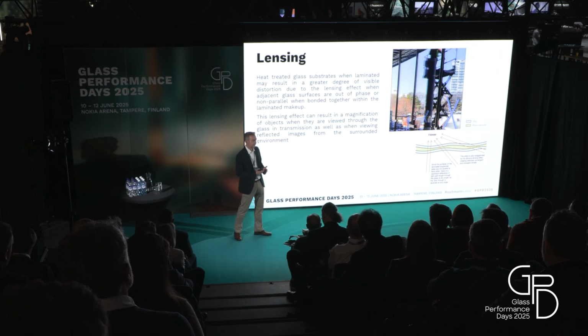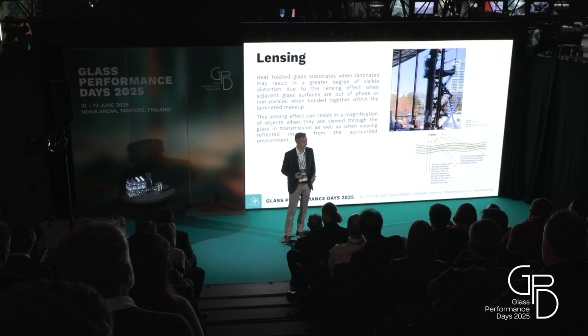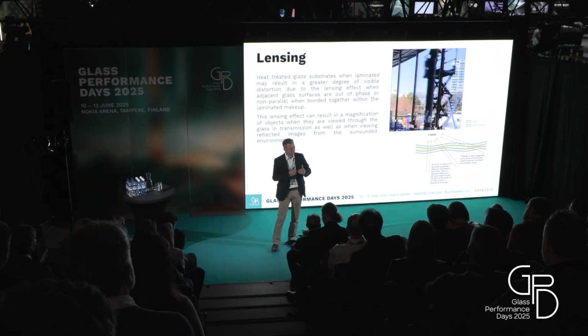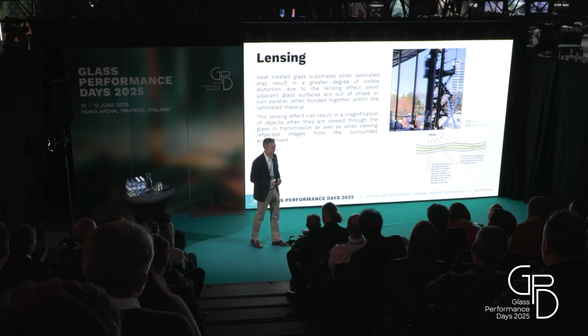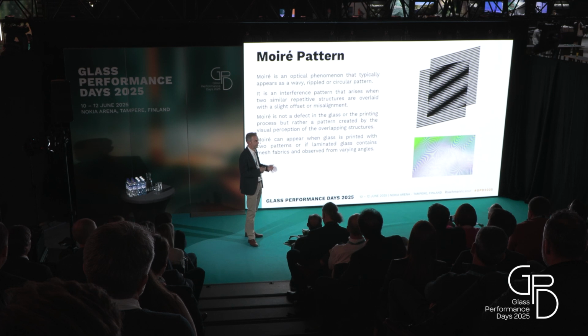And typically that happens in vertical lines, where we see, well, vertical lines, these are not roller waves, but all these different kinds of roller waves are stacking up and creating this kind of double image which you then see through the glass. So next to lensing, there comes this moiré pattern.